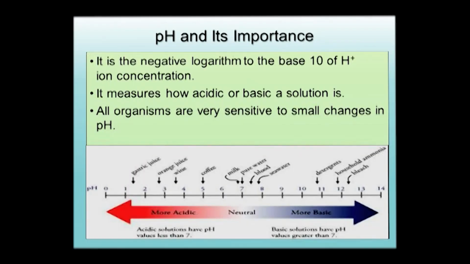pH is the negative logarithm to the base 10 of hydrogen ion concentration. It tells us how basic or acidic a solution is. In an ecosystem, its relevance is, suppose the pH changes rapidly from 7 to 9. What would happen? The phytoplanktons would die, and hence there would be a lapse in the food chain.